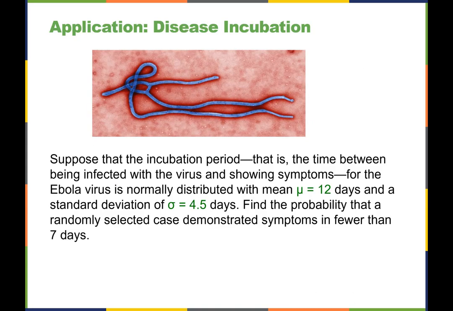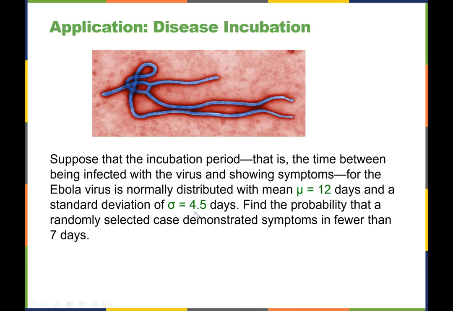Let's try another example. Let's suppose that the incubation period, that is the time between being infected with the virus and showing symptoms, for the Ebola virus is normally distributed with a mean of 12 and a standard deviation of 4.5 days. Let's find the probability that a randomly selected case demonstrates symptoms in fewer than 7 days. So anywhere from 0 days to 7 days. Let's go to Desmos and have it help us with this one also.